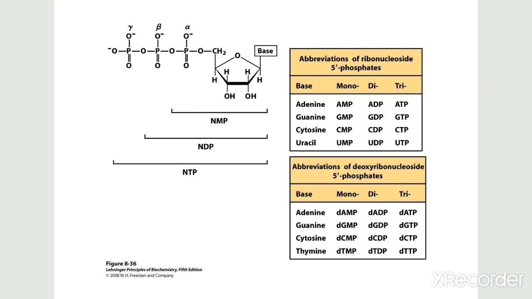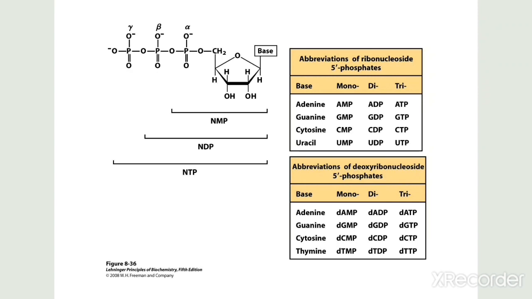Similarly, if you see the table here, the abbreviations for DNA and RNA nucleosides and nucleotides: adenine will be called AMP in case of a single phosphate, and in case of two phosphate groups it will be called ADP. In case of three phosphate groups it will be called ATP. Similarly, guanine, cytosine and uracil will be called according to their phosphate groups.